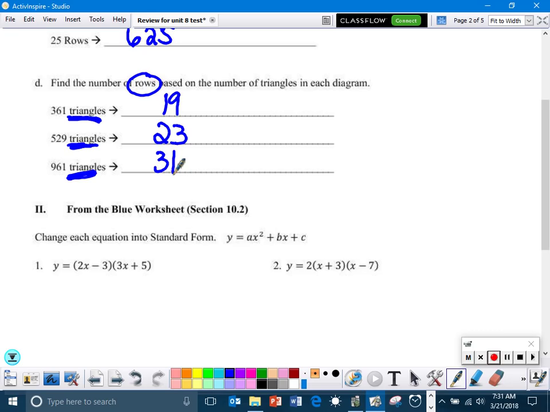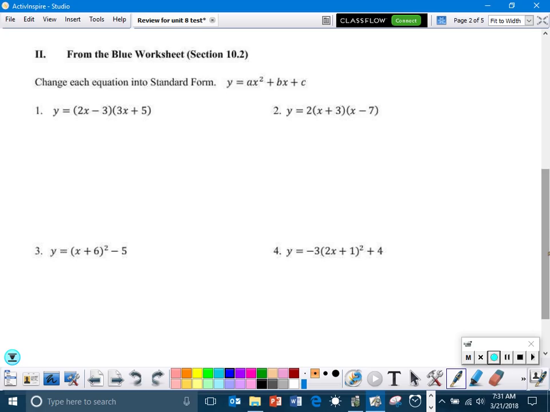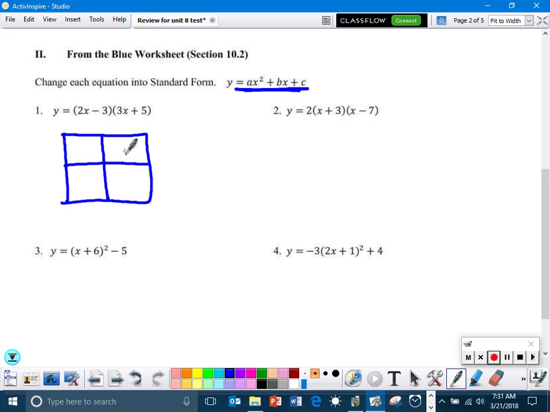Okay, moving on. All right, change the equation into standard form. This is where we're going to use the box. 2x minus 3, 3x plus 5. All right, multiply. 6x squared, negative 9x, 10x, and negative 15.